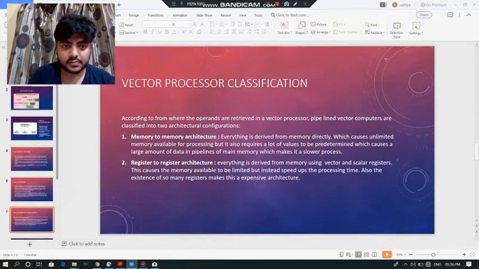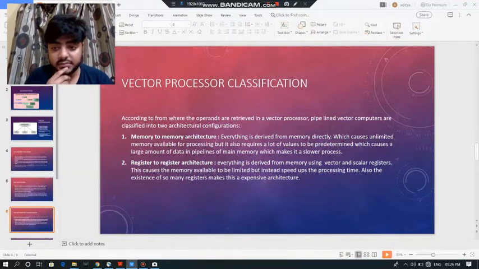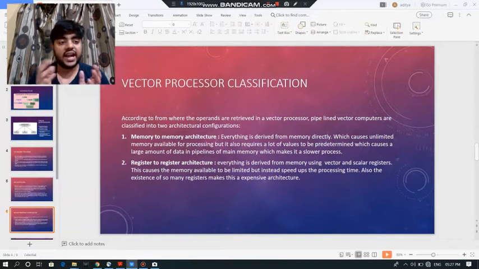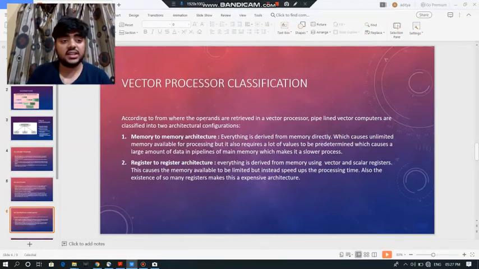Now, vector processors can be classified on the basis of the pipeline vector. There are two major types, these being memory to memory architecture and register to register architecture. In memory to memory architecture, the entire data set is taken from the main memory, processed, and then stored in the main memory itself. In the pipeline, there is no register or any other thing involved. Because of this, it provides an unlimited amount of data memory for the processing.